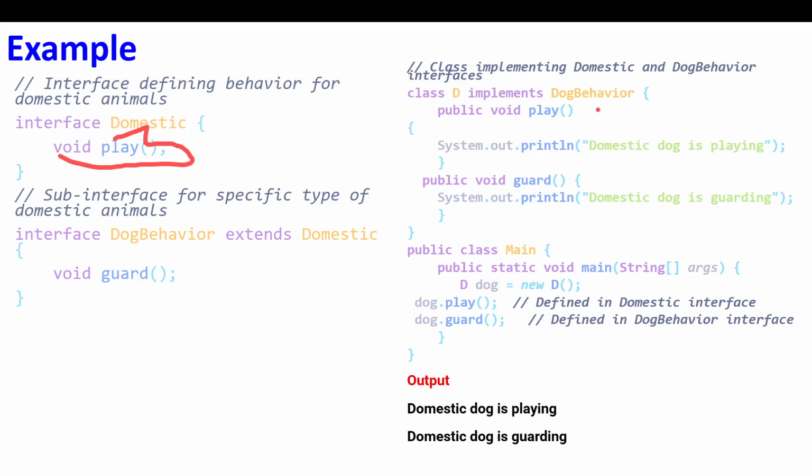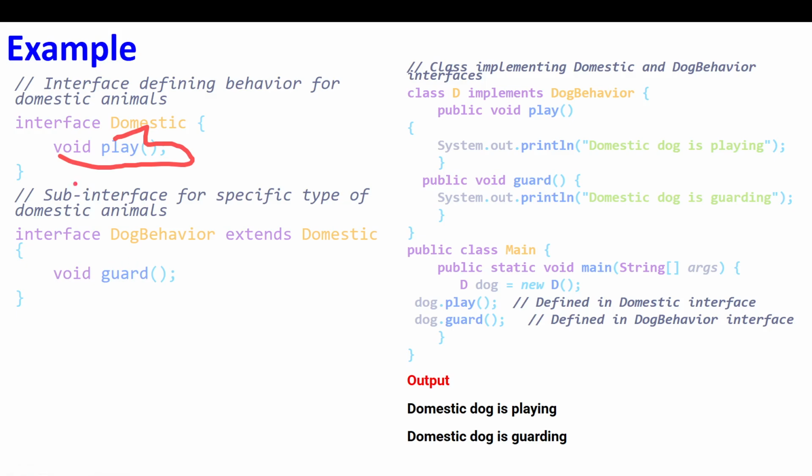So two different superclasses can be implemented by using the concept of interface. Then as usual in the main class, we can create the object for that subclass. Using that object variable, we can invoke that play method and guard methods.